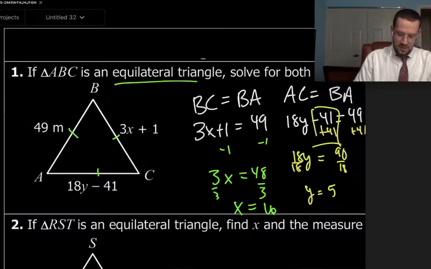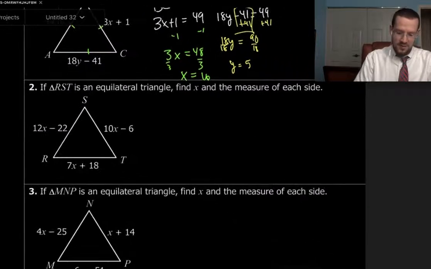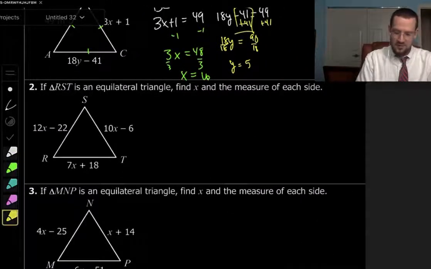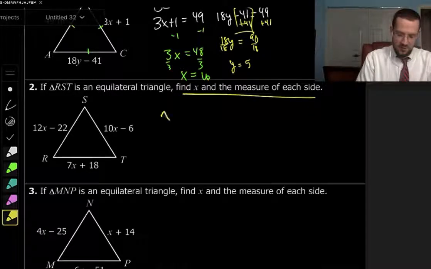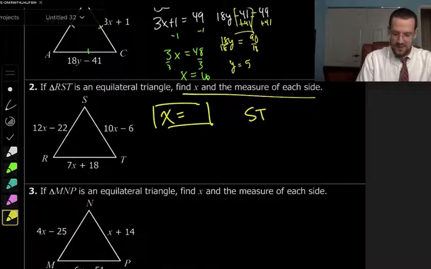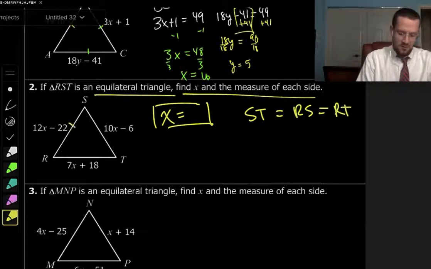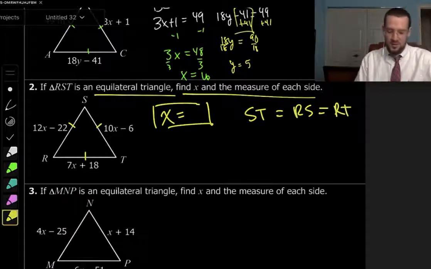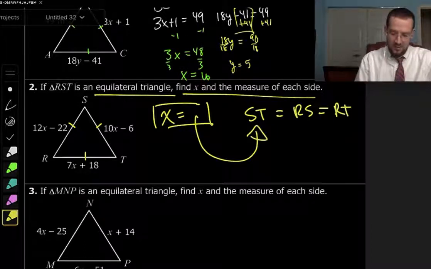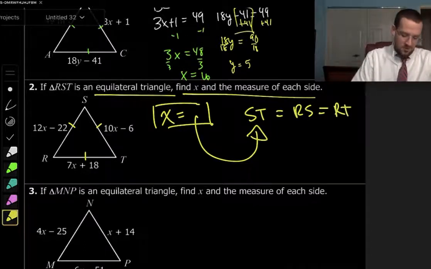This one is different as it's asking you to find the measure of each side. So here, we need to find x, and then ST is equal to RS is equal to RT, because again it's an equilateral triangle. So once you find one side, you find them all. Just take this and plug it into one of these, and you're good as gold.